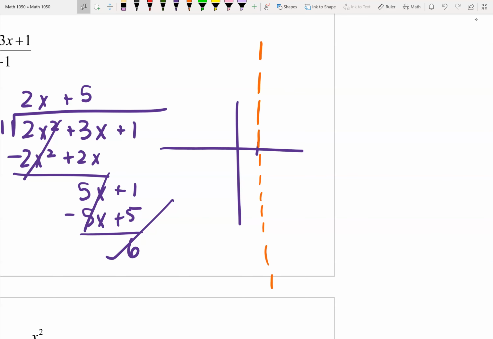If I have 2 vertical asymptotes, how many pieces will I have? 3. One on the right, one on the left, and one in the middle of those. If I have 3, what will I have? 4 pieces. Okay, if you didn't understand, don't worry, we're going to go through it.